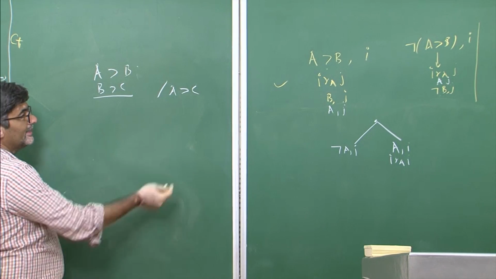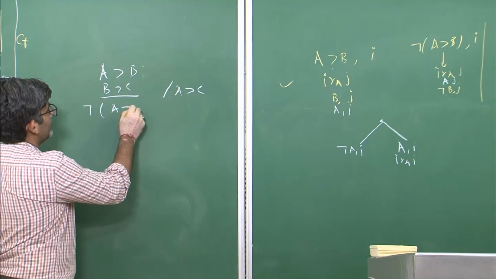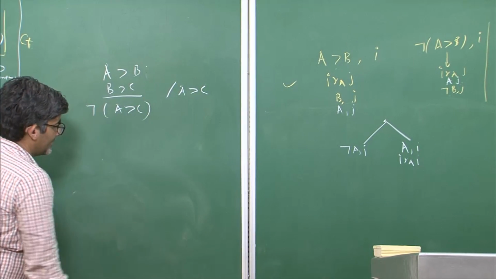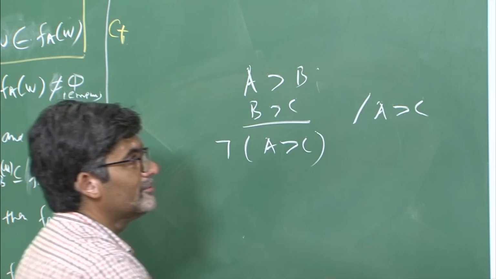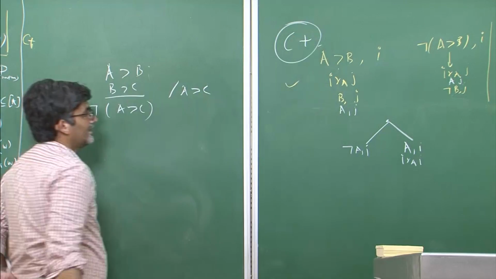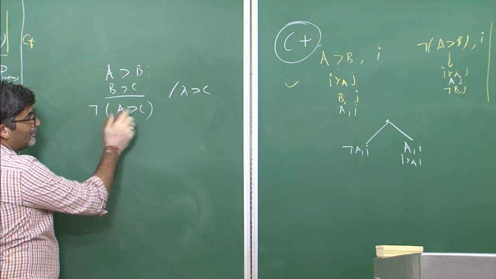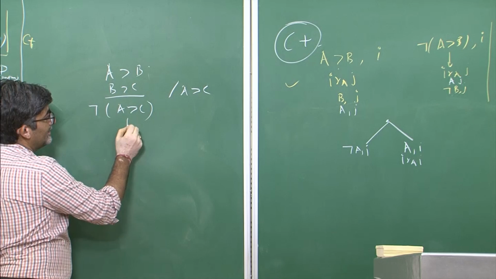Whether this holds in C plus or not. So now you take the negation of A implies C and start constructing the tree using the C plus rules. C plus rules are these. Now always handle the negation formula first.